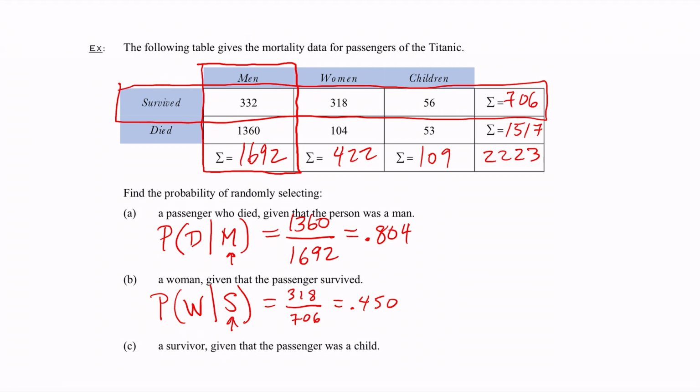And then in the next part, what is the probability that we select a survivor given that the passenger was a child? Okay, so here again, that conditioning event of them being a child means we're only going to focus on that portion of the table. Of those 109 children in total, 56 of them survived, which leaves us with a probability of 0.514.